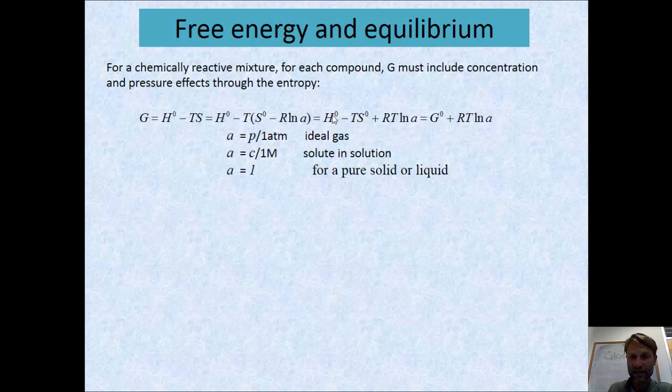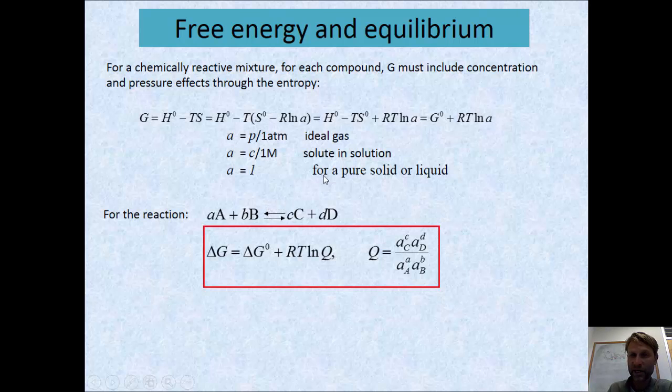And rearranging gives us standard H minus T times standard S plus RT times the natural log of the activity, which can be further reduced because standard H minus T times standard S is simply standard G. So non-standard G equals standard G plus the gas constant times the temperature in Kelvin times the natural log of the activity, where the activity for gases is just going to be its partial pressure, and the activity for solutes in solution is going to be its concentration.